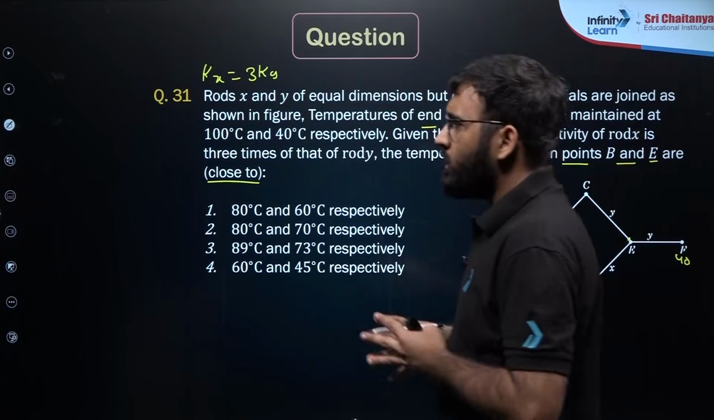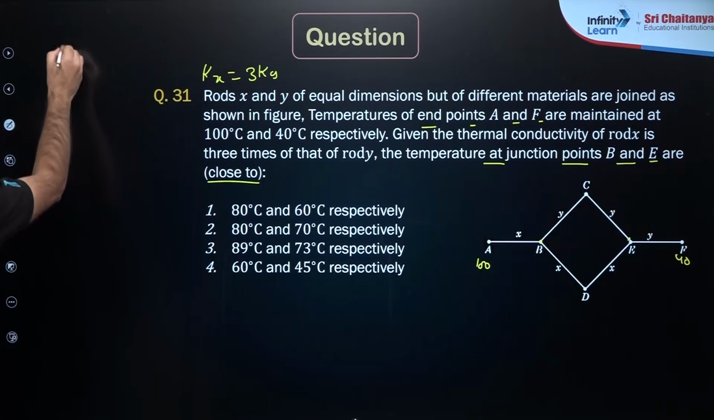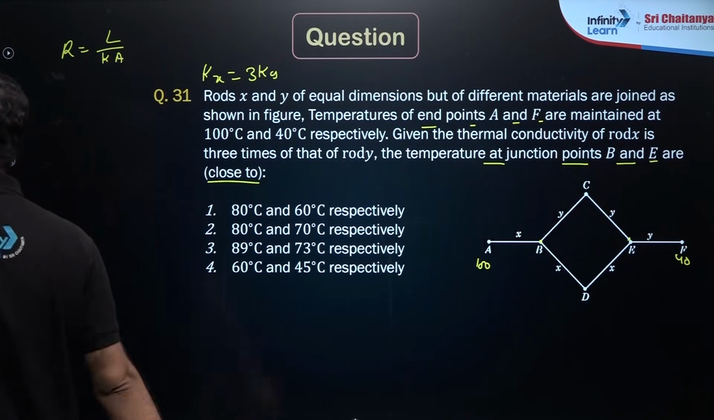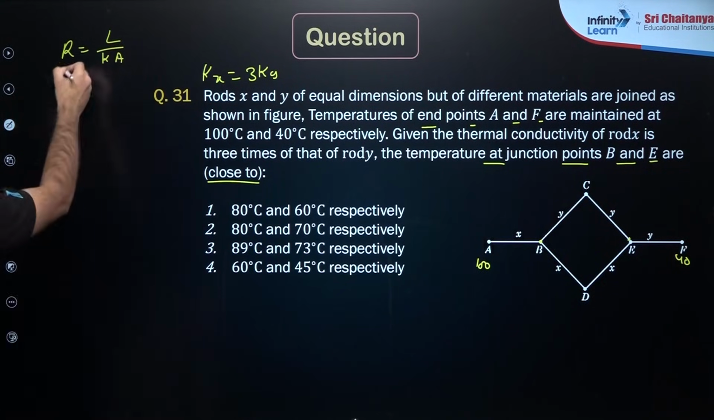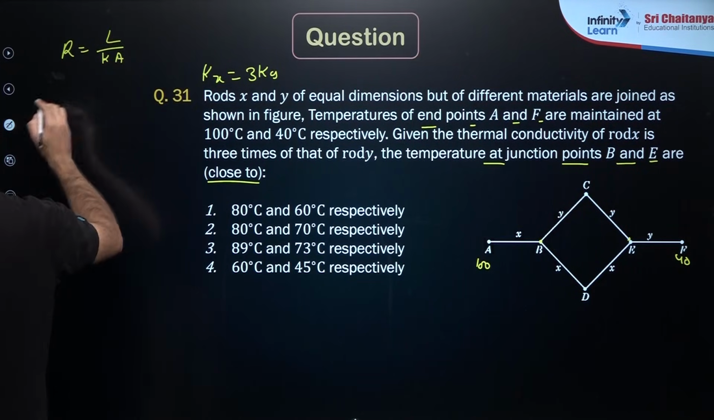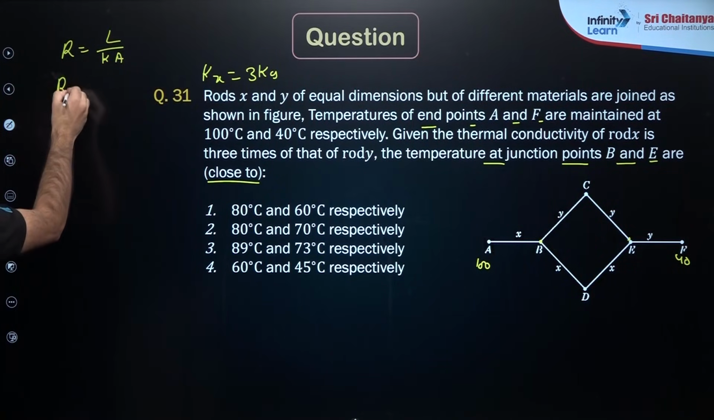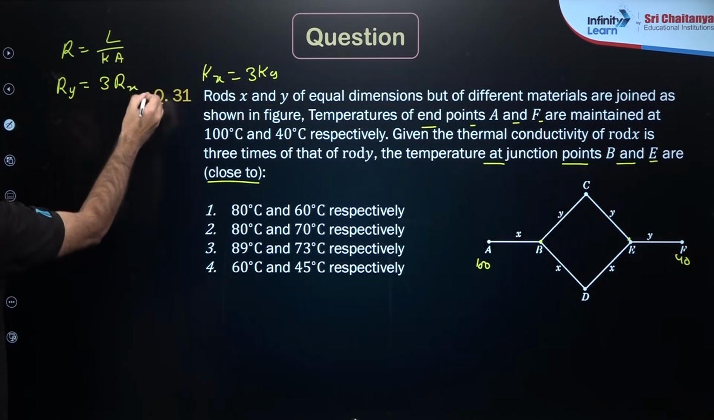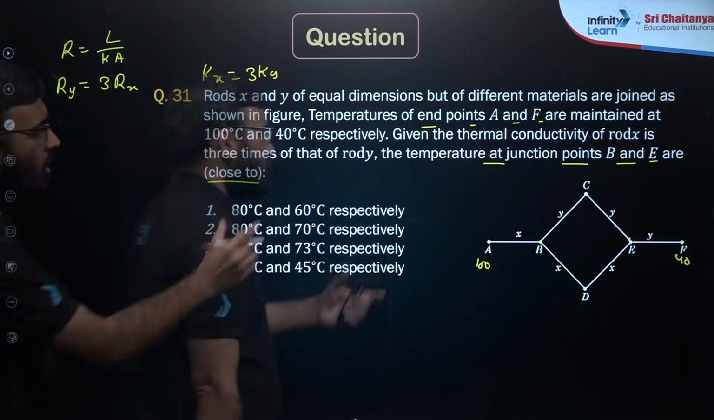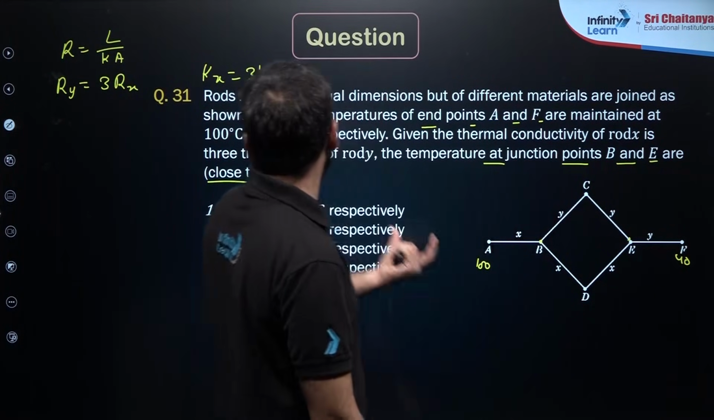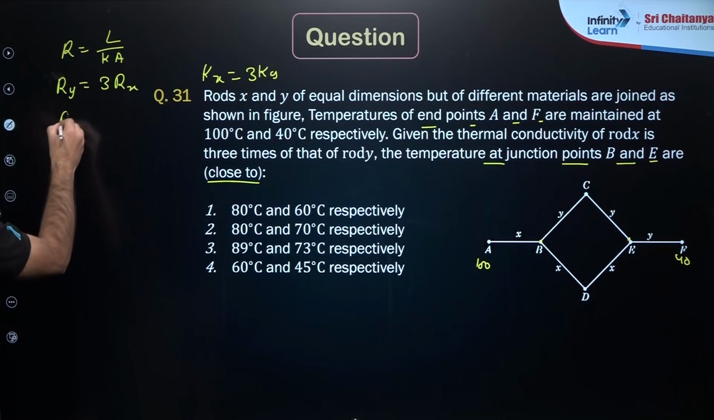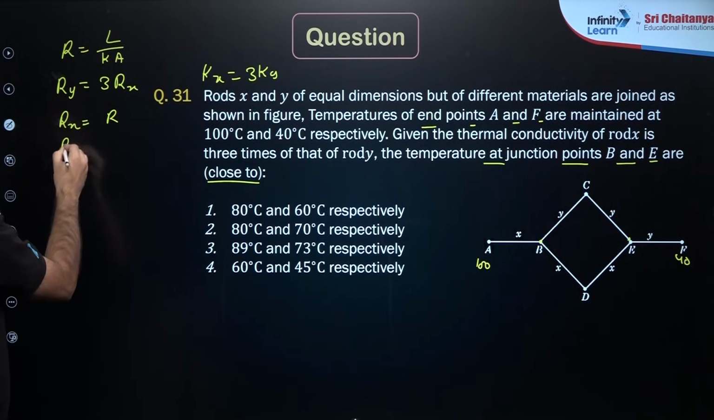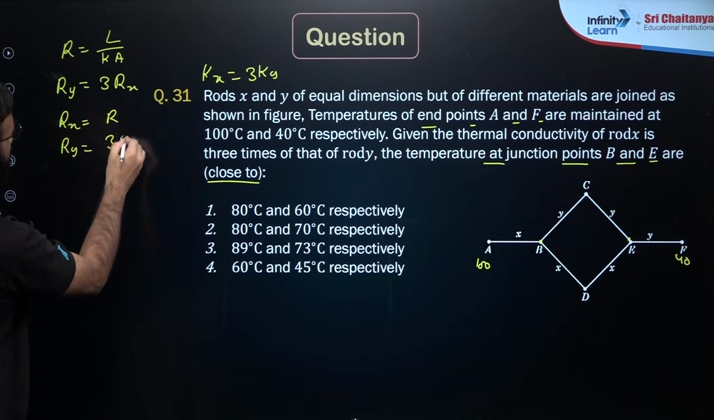So beta, all of you know the resistance: R equals L upon K into A. So according to this, Rx equals 3 times Ry, or rather, both are inversely proportional, so Ry is 3 times Rx. If I consider the resistance of the length of rod X as R, so I will just consider Rx as R. Then what is the resistance of Ry? That is my 3R. Okay beta.